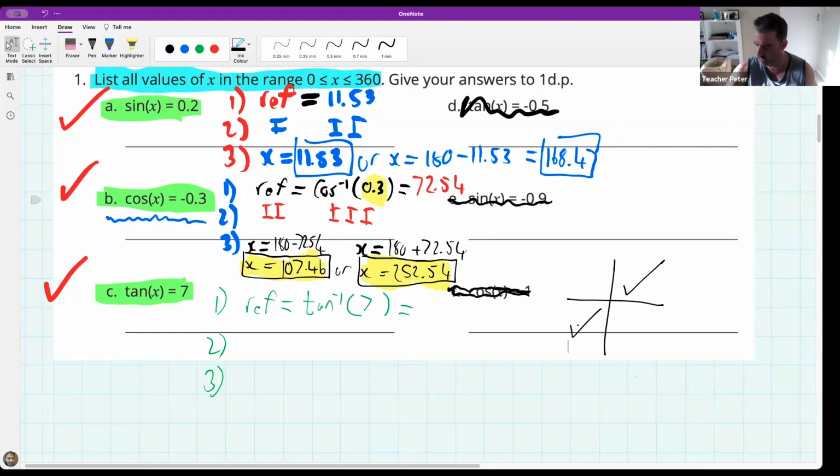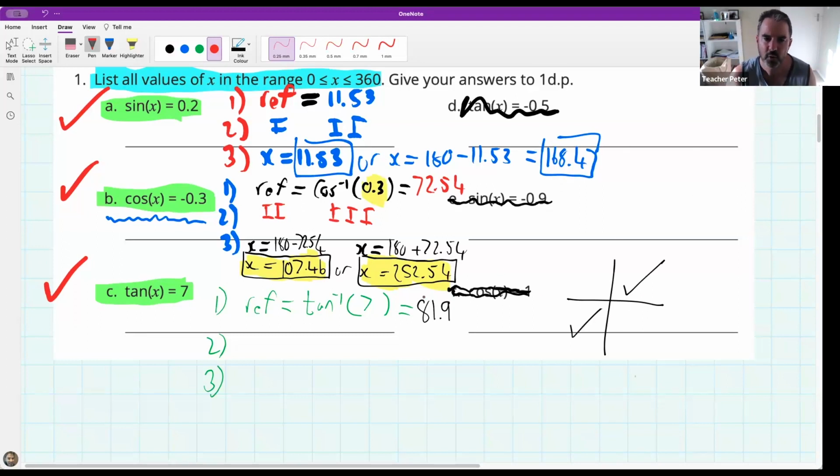So what is my reference angle for this one? So Nicole, can we get a confirmation? Nicole has given us 81.869. I'm just going to round it off to 81.9 for now. That looks pretty good to me. Now, what quadrants? Yeah, Callan agrees. Okay, fantastic.